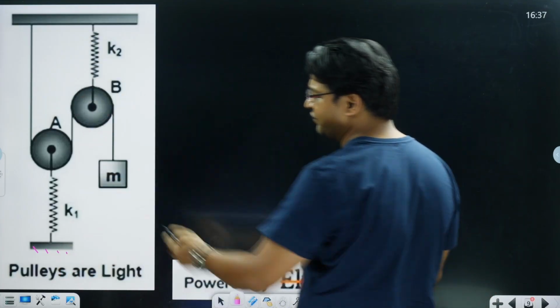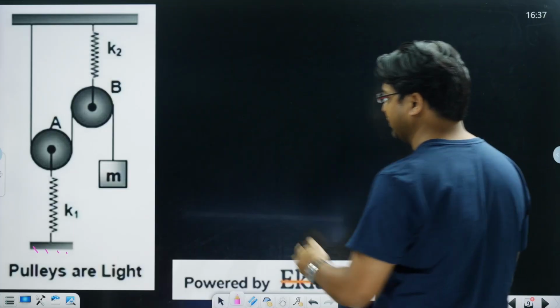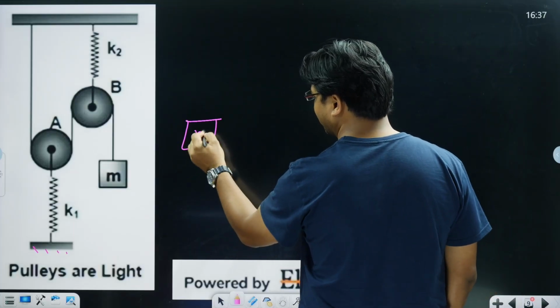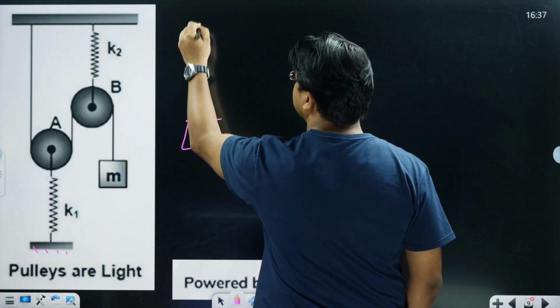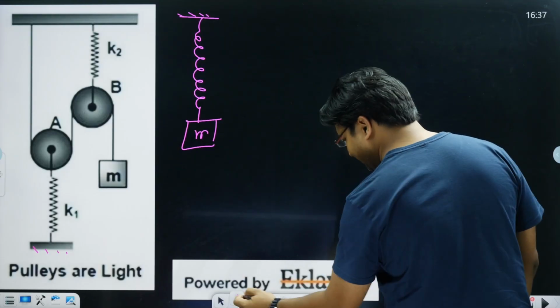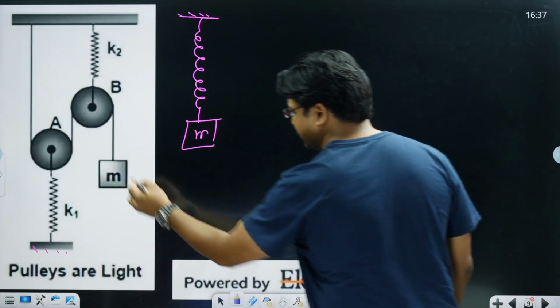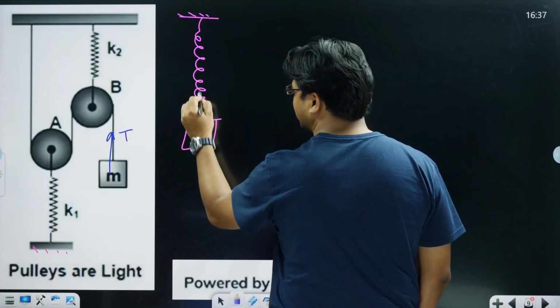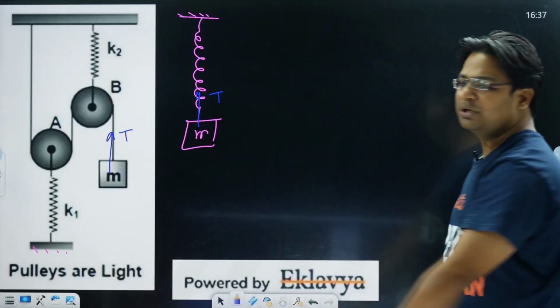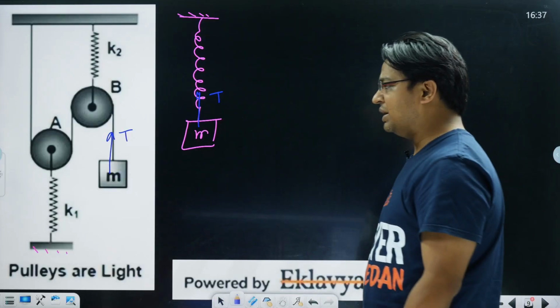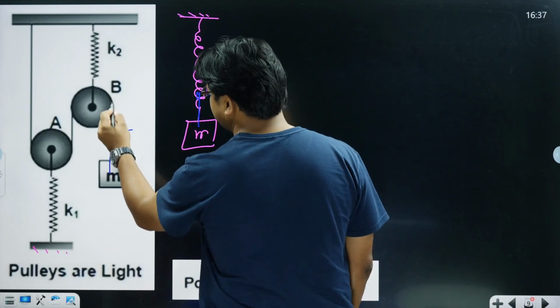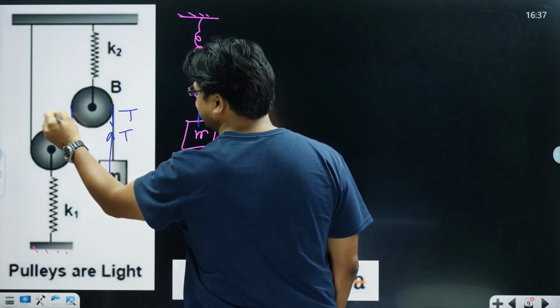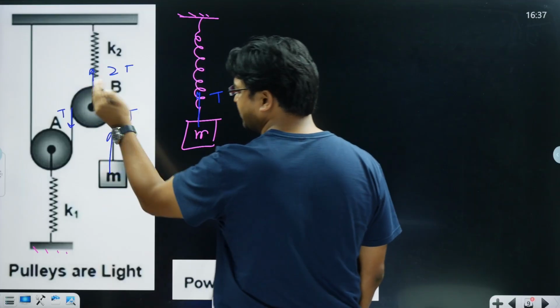We have two light pulleys. We have two springs, and we have a string. So this is a block, and we will assume an equivalent system like this. Then if I'm writing the force here as T, if this force is T, then this force should also be T. Make it a habit to write the same force at the two blocks simultaneously. Then this is T, this is T. So the force here will become 2T because the pulley is light.